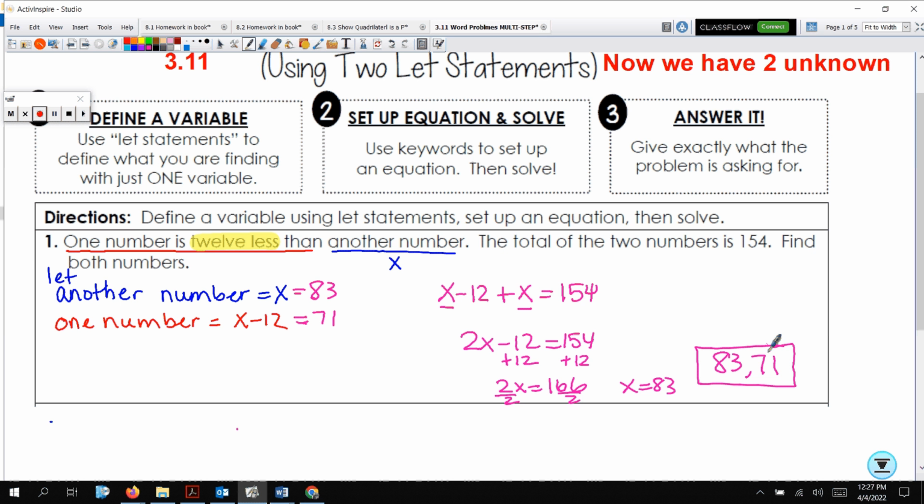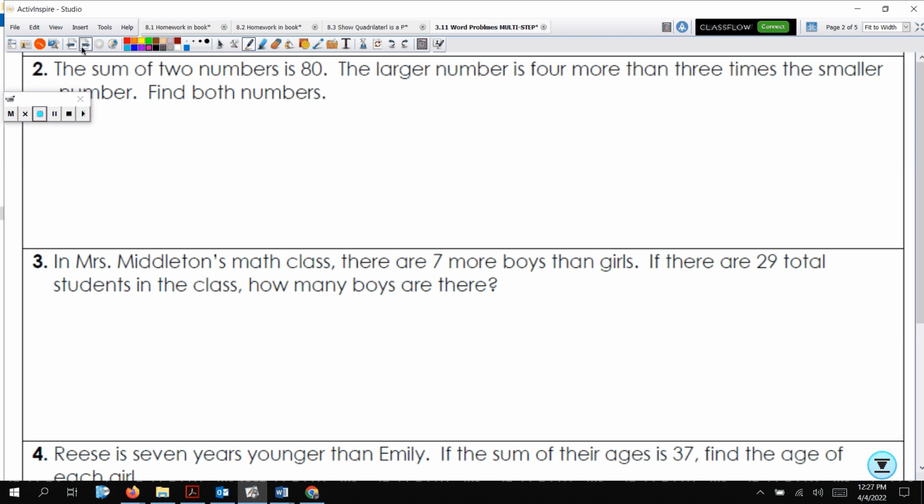Let's look at another example. Number 2 says the sum of two numbers is 80. Right, that didn't tell me anything, so I'm going to keep reading. The larger number is 4 more than 3 times the smaller.